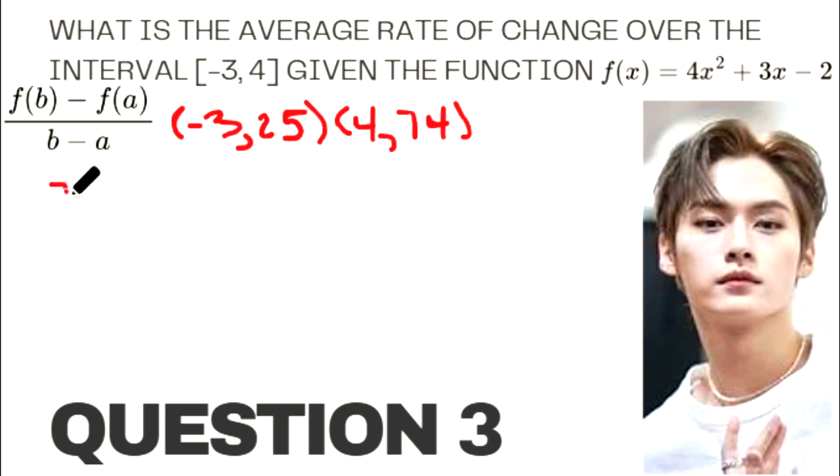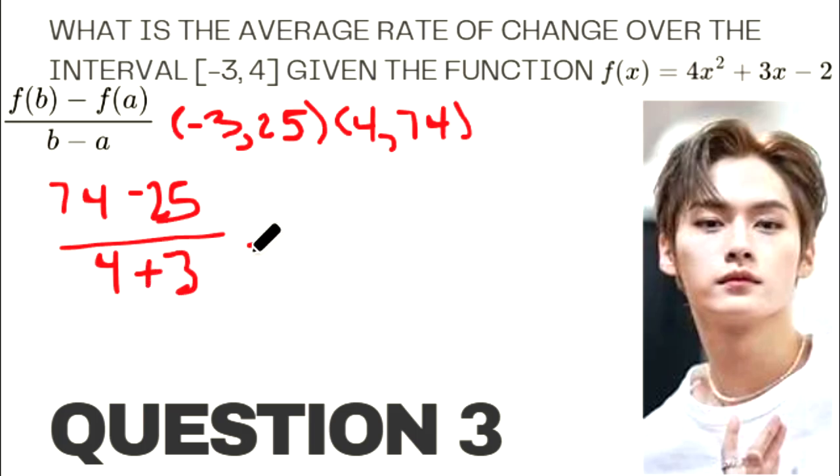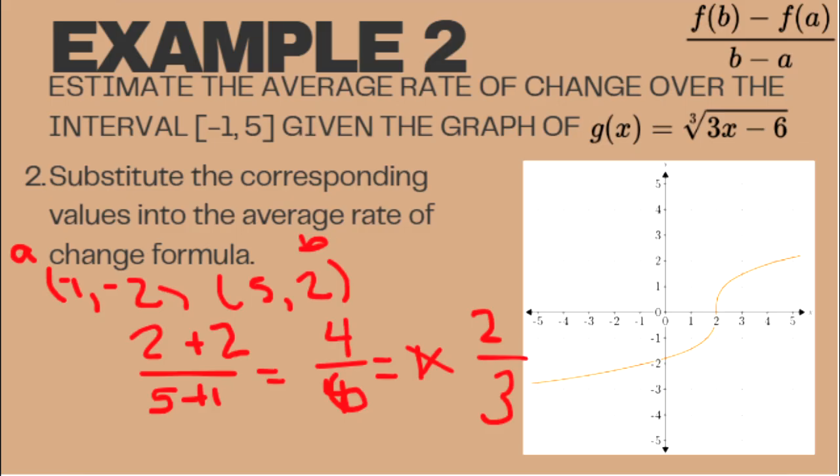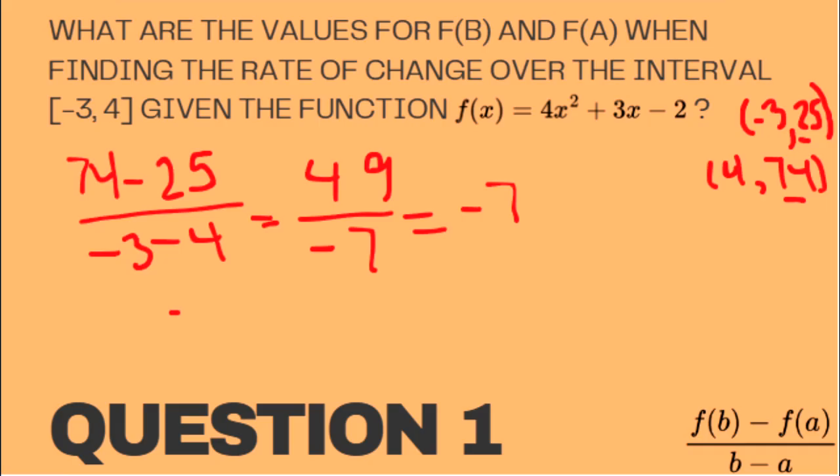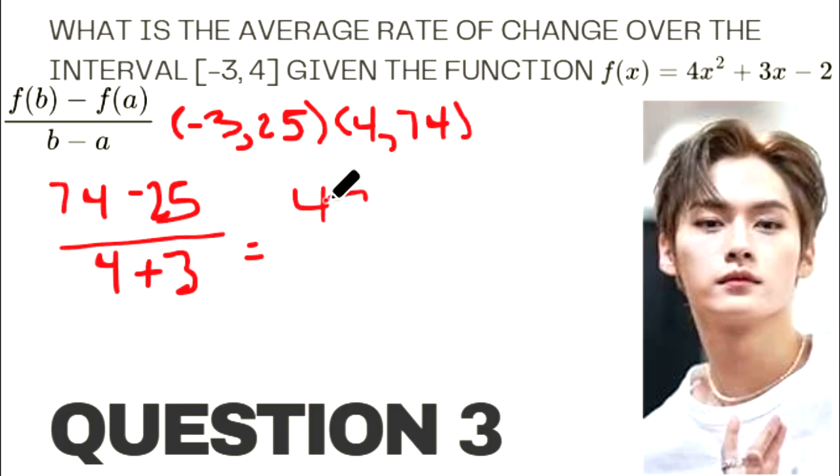So we have f of b, which is 74, minus f of a, which is 25, over b, which is 4, minus a, which becomes a positive 3. 74 minus 25. Let's go back and look because I don't even want to dig out my calculator. 74 minus 5, that's not the right problem. See how much time I'm saving. 74 minus 25 is 49. 4 plus 3, I don't have to look, it's 7.